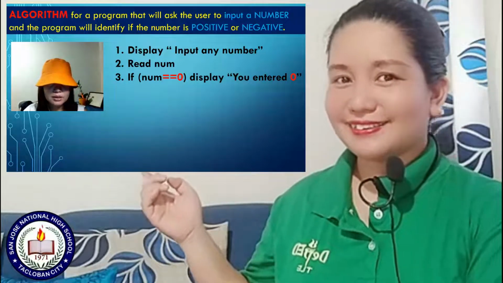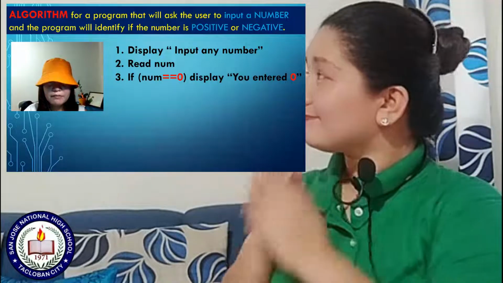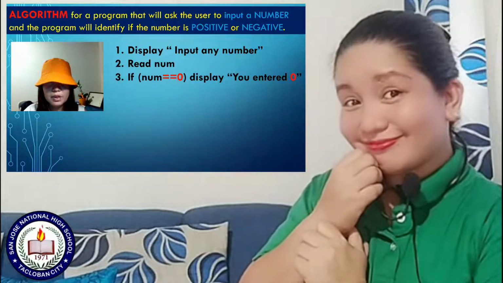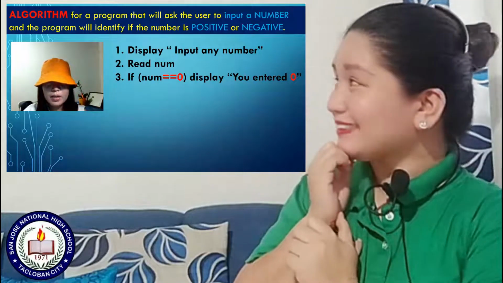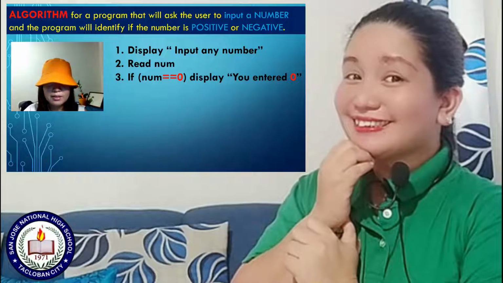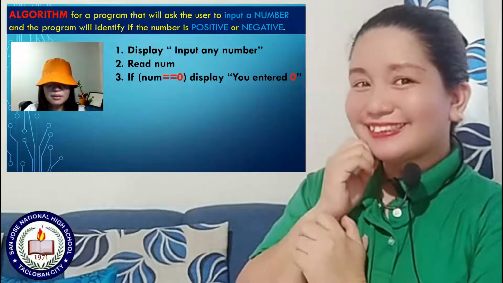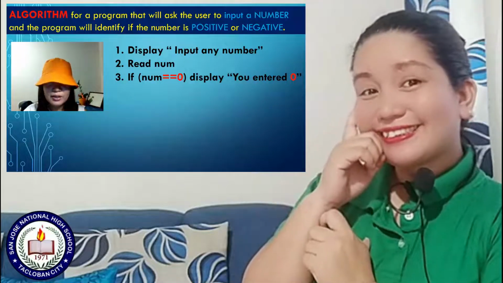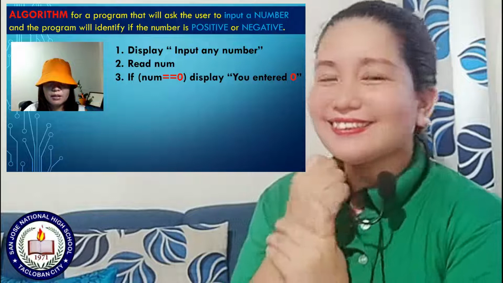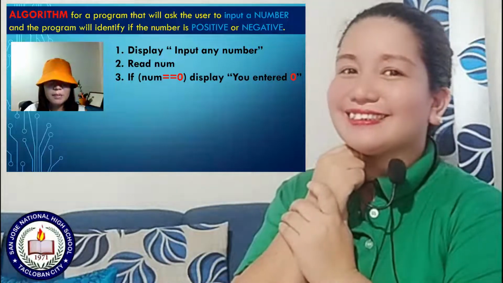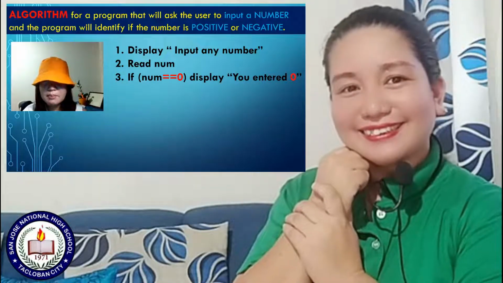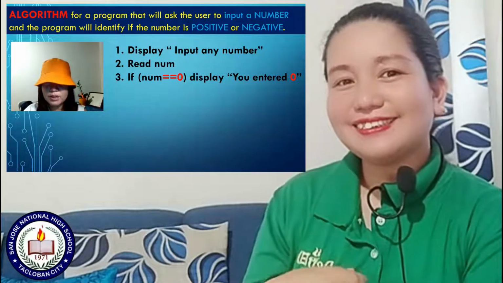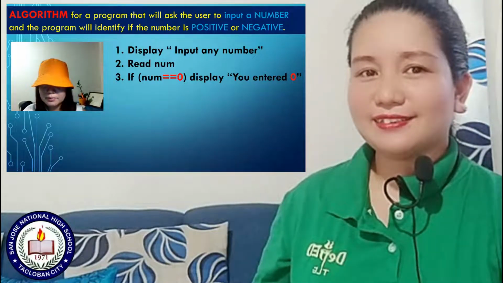It states here, if number is equal to 0. As you'll notice, equal in computer programming is written with the symbol double equal. So that is equivalent to equal in computer programming. So if the number input by the user is equal to 0, the program will display: you entered 0.